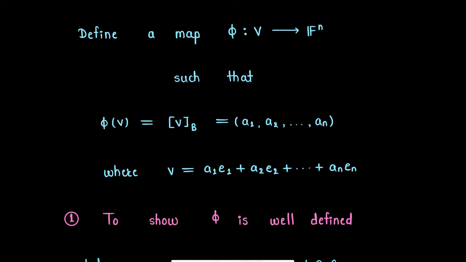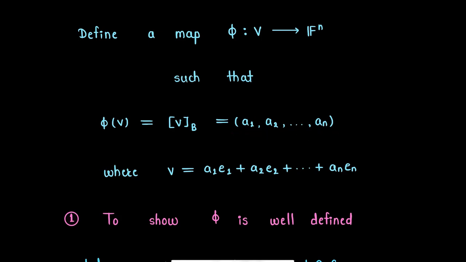So here we are going to define this map phi from vector space V to vector space Fn such that phi of v is the coordinate vector of v with respect to the given basis B. That is, if v has a representation a1 e1 plus a2 e2 plus and so on plus an en with respect to basis B in V, then phi of v will be the coordinate vector of v with respect to basis B, that is the vector a1, a2, up to an.